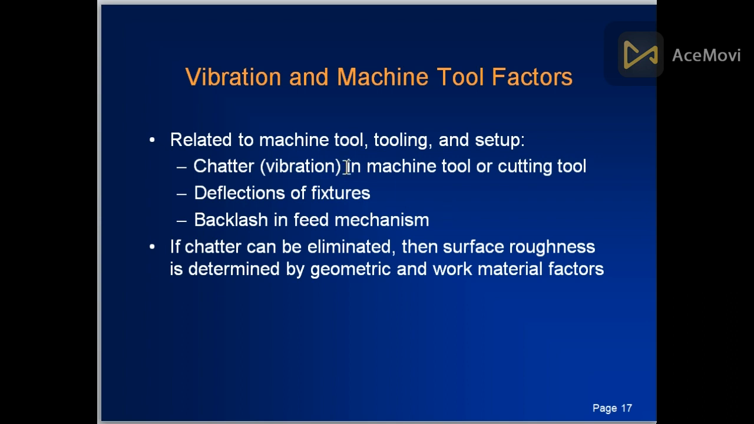Vibration is also known as chattering. Related to the machine tool, tooling and setup, chatter in the machine tool or cutting tool, deflection of fixtures, and backlash in the feed mechanism are the basic causes of vibration. If chatter can be eliminated, then surface roughness is determined by geometric and work material factors.